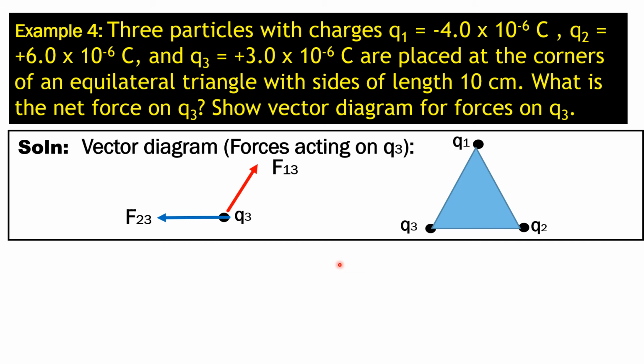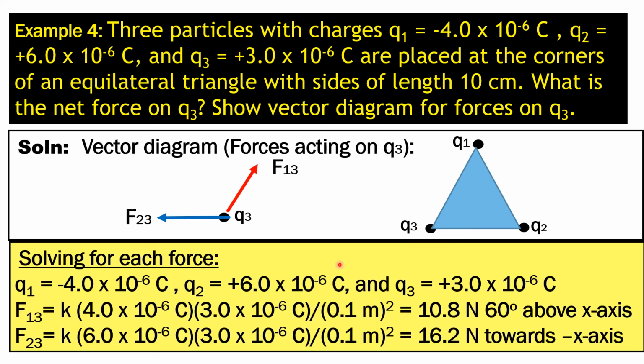Showing the vector diagram, and in a little while we will go to the computation. First, we indicate the amount of charges Q1, Q2, and Q3, just to make sure we won't make a mistake in our substitution of this data into the formula. So already we have here the substitution of the given data in solving for F13.